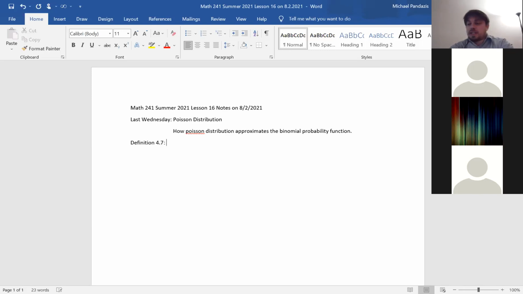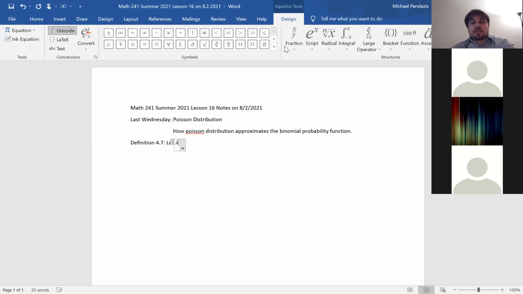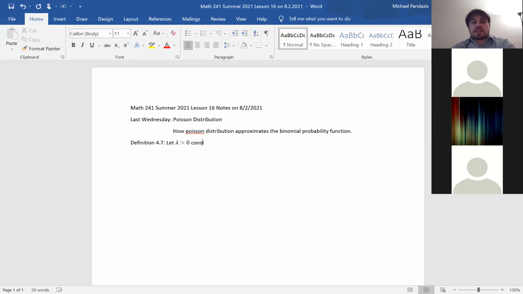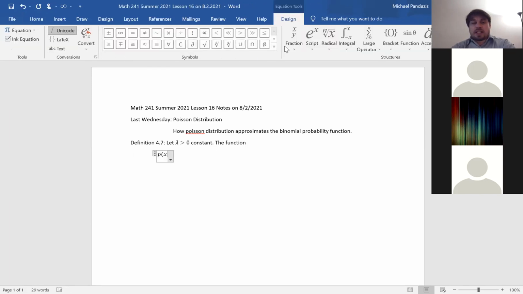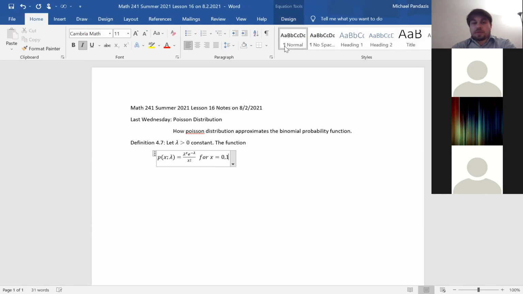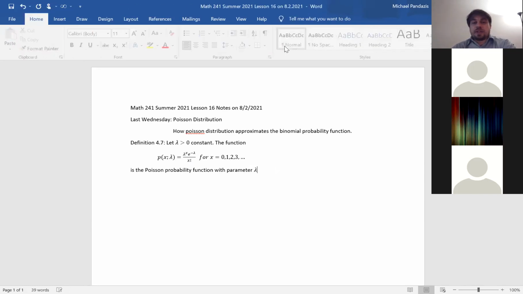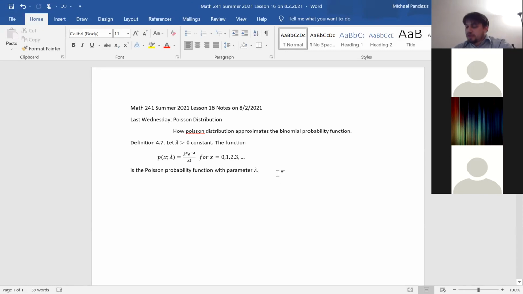So just to remind you, this was from another class. This was definition 4.7. Let lambda be a positive constant. The function rho of x colon lambda, which is equal to lambda to the x e to the negative lambda over x factorial for x equals 0, 1, 2, 3, and so forth, any non-negative integer, is the Poisson probability function with parameter lambda. Okay, so each different parameter lambda gives you a different Poisson probability function.